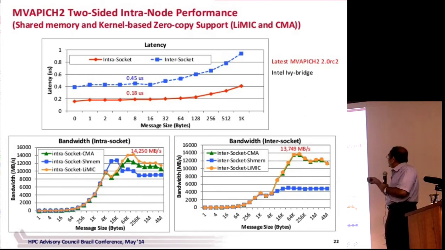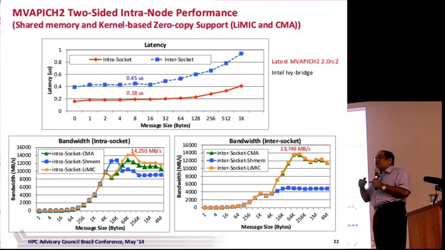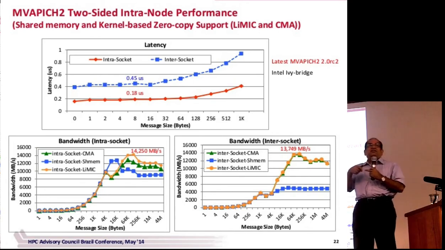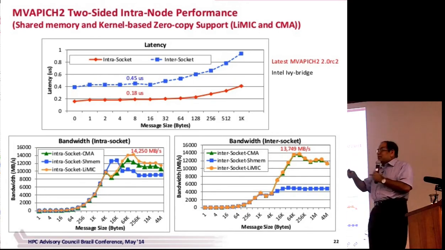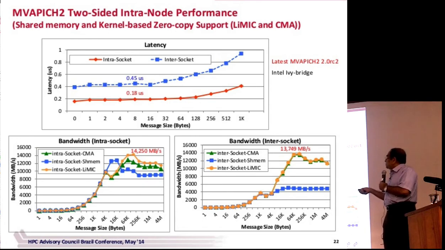So here you will see this is the Intel Ivy Bridge system. Within a socket, we can give you an MPI latency of 180 nanoseconds. Okay, that means within the socket, when two different cores are talking to each other, we deliver a latency of only 180 nanoseconds. When you go across the sockets, it is around 415 nanoseconds.